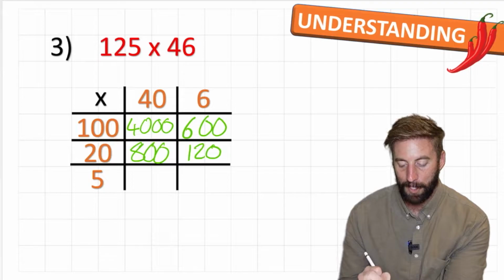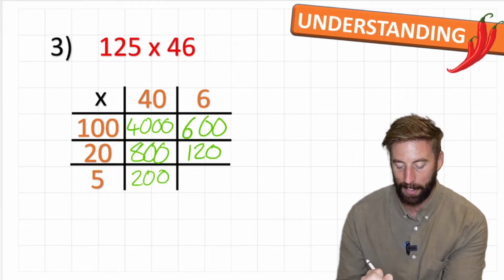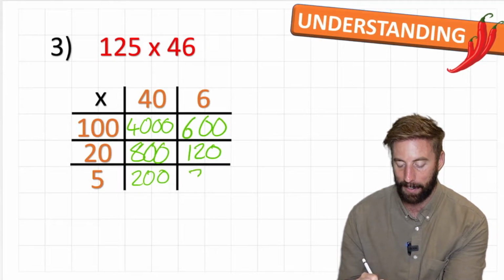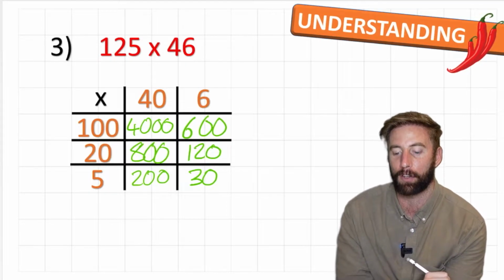5 times 40, ignore my 1 zero. 5 times 4 is 20. Put back my 1 zero. And last but not least, 5 times 6 is 30. Now I have a longer one to add up. Again, it's not that much harder, it's just a bit longer.